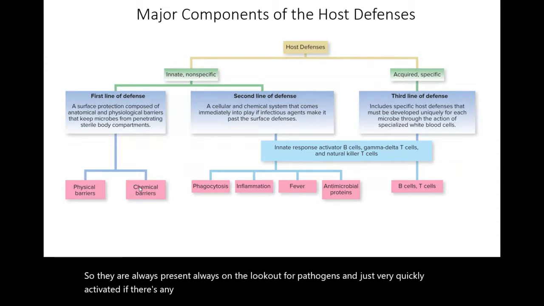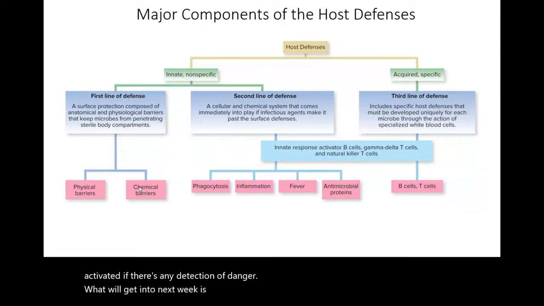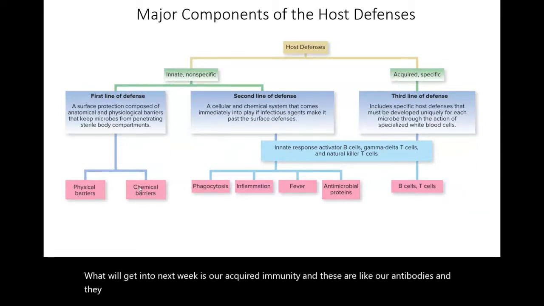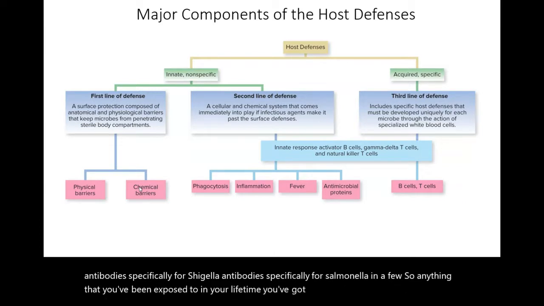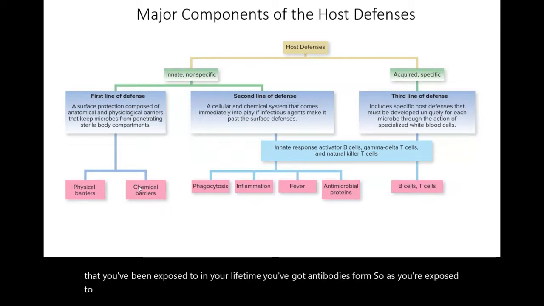What we'll get into next week is our acquired immunity, and these are like our antibodies, and they are specific for a specific pathogen. So we have antibodies specifically for E. coli, antibodies specifically for Shigella, antibodies specifically for Salmonella. And so anything that you've been exposed to in your lifetime, you've got antibodies for it. And so as you're exposed to more and more things, you continue to develop your acquired or specific immunity.